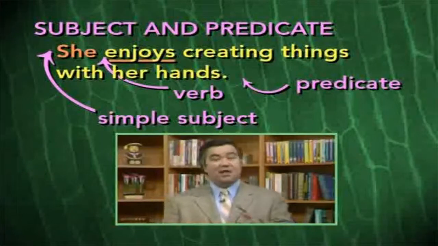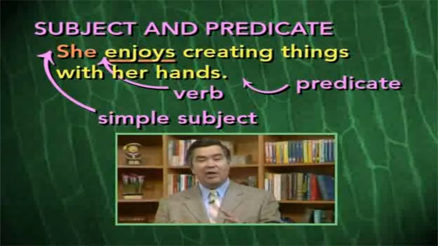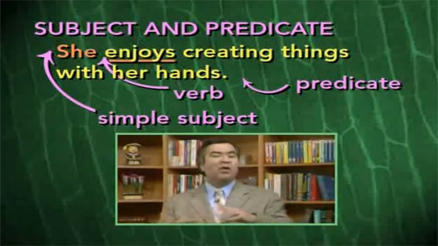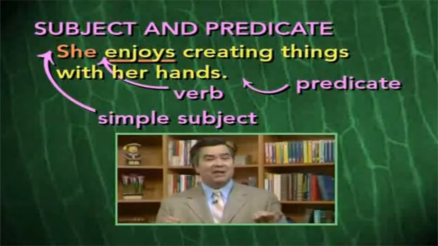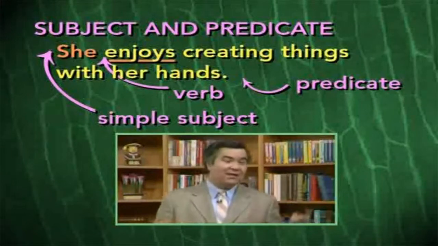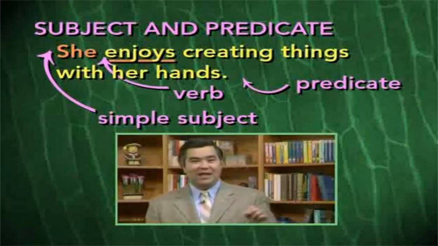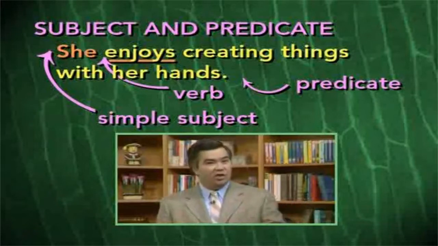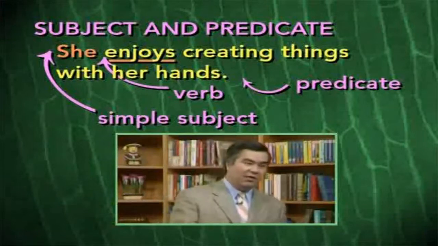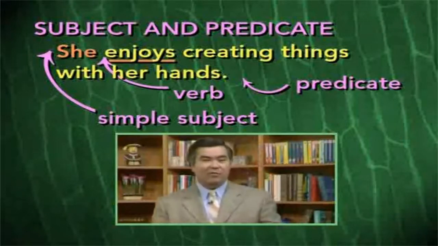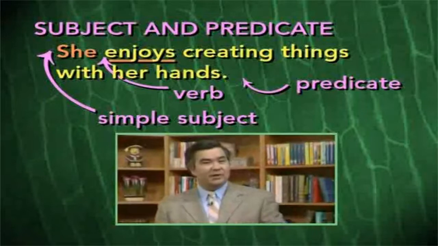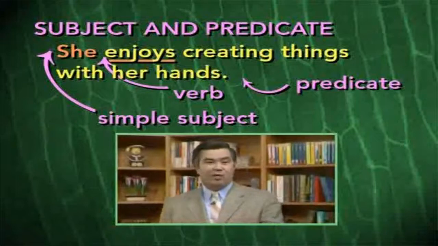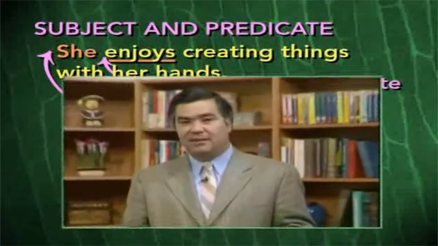She enjoys creating things. And how does she create them? With her hands. So all the other words in the predicate give us more information about exactly what the subject does. But enjoys is the most important word in the predicate. It's the verb. Again, the heart of this sentence is she enjoys. And the remaining words in the predicate are there to give more information. In this particular sentence, then, we have a very short subject, and the rest of the sentence, the predicate, tells us what the subject does.